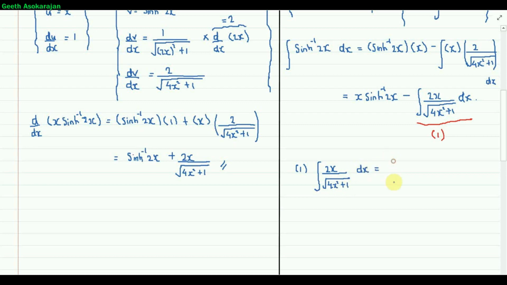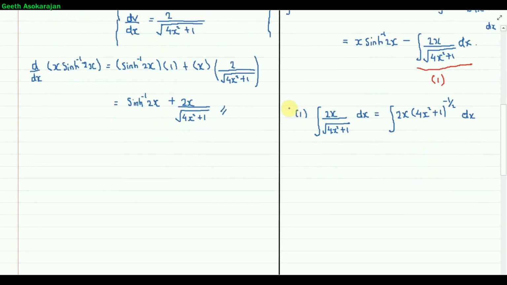Now I can rewrite this. 1 over the root is the same as a negative half power, so I can rewrite that as 2x into 4x squared plus 1 to the power of negative half. So 1 over the square root is the same as a negative half power. And to integrate this integral here, we can apply the method of substitution. So let's use the method of substitution.